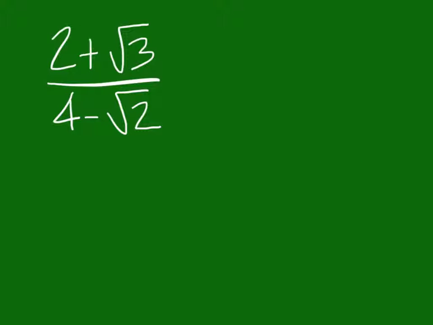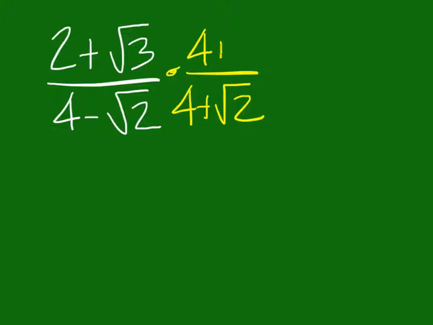Example number 3. In this problem, on the top, you have an extra number. You have 2 plus square root of 3 on the top. Your opening movements are still the same. You look at the bottom, and you multiply the top and the bottom by the same expression except the different sign. So 4 plus square root of 2 over 4 plus square root of 2.